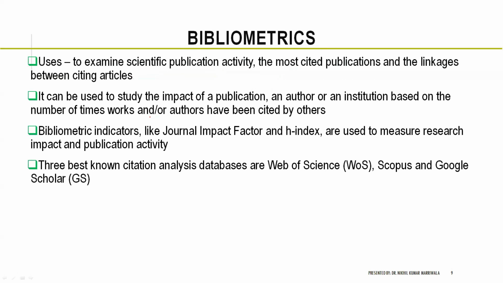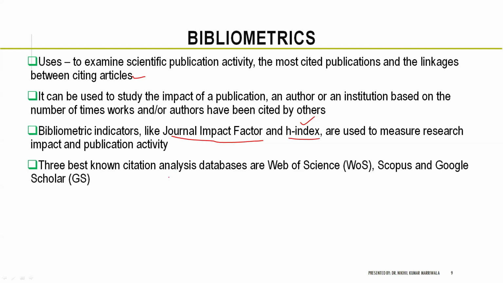So what is bibliometrics in this case? It is used to examine scientific publication activity. The most cited publications are linkages between the citing articles, right? So it can be used to study the impact of a publication, an author or an institution. Bibliometric indicators like journal impact factor and H index, very important these days, right? They are used to measure research impact and the productivity, or the production activity, I should say.